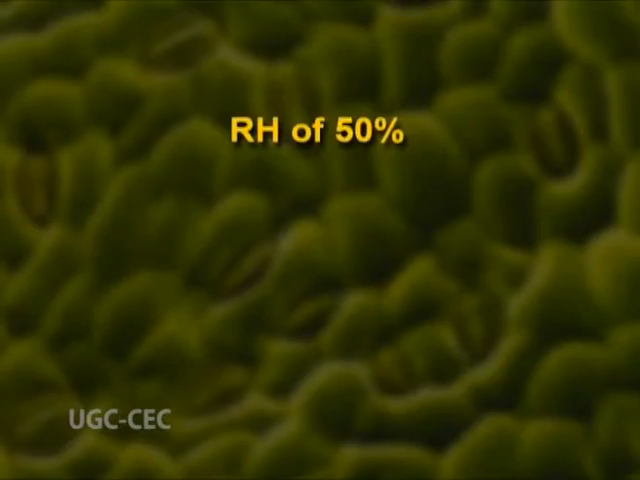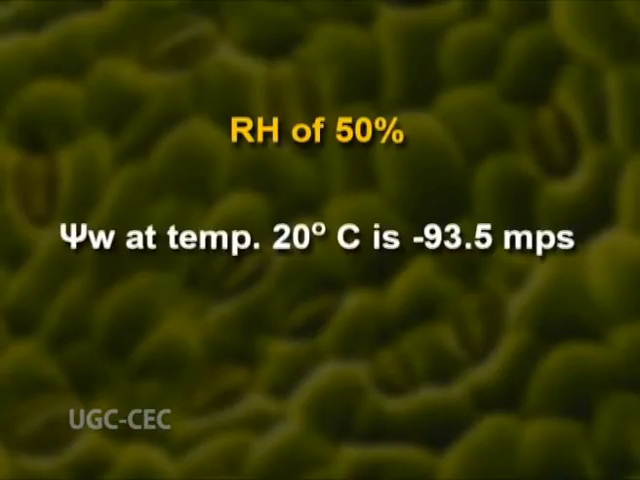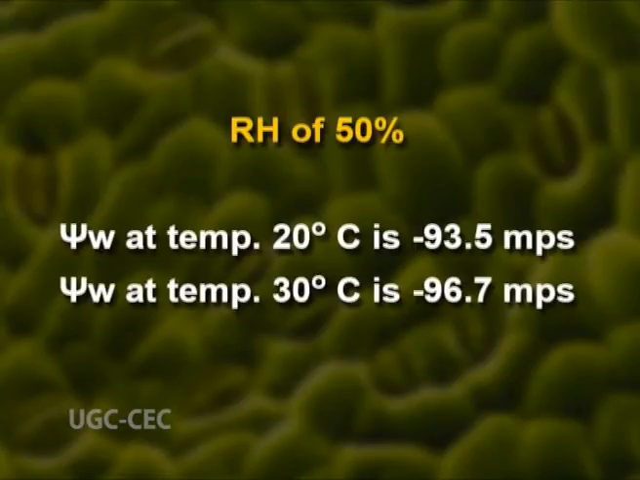Applying this equation, an increase in temperature will decrease water potential. Thus, at the same relative humidity of 50%, psi W at a temperature of 20 degrees centigrade or 293.15 degrees Kelvin is minus 93.5 megapascals, but a lower, that is more negative, psi W equal to minus 96.7 megapascals is seen at a higher temperature of 30 degrees centigrade. An increase in atmospheric temperature will therefore steepen further the plant-air water potential gradient.